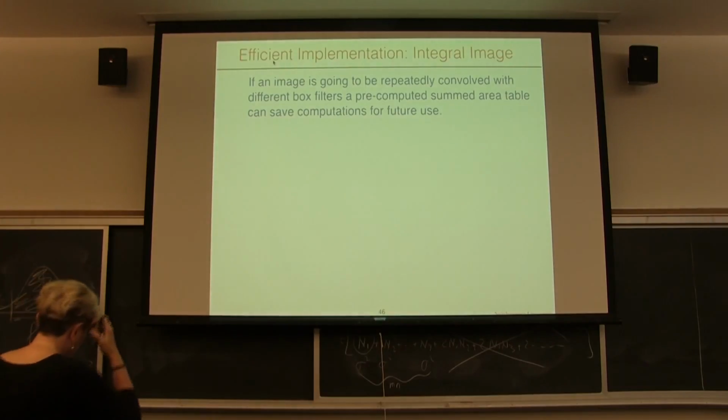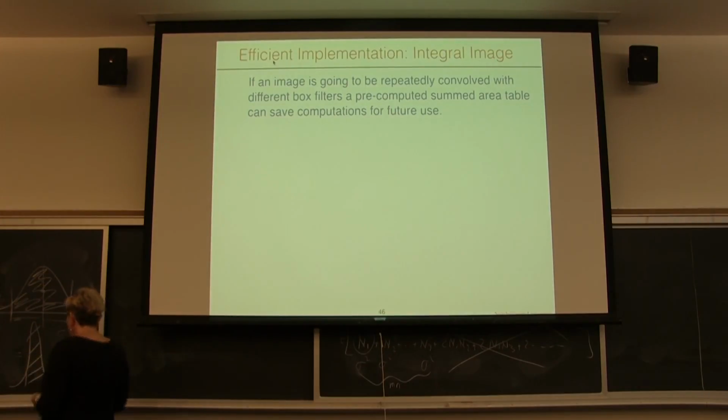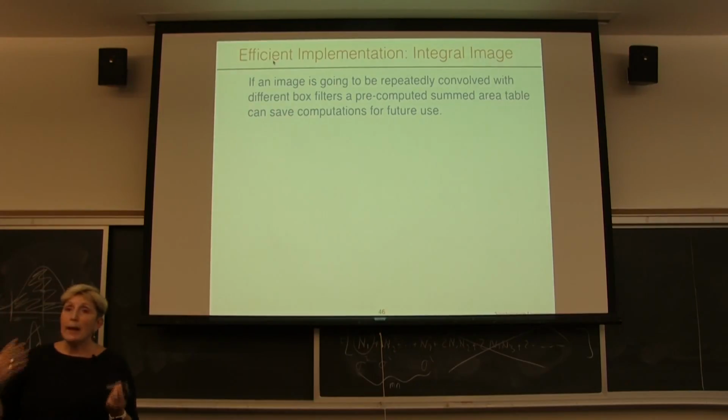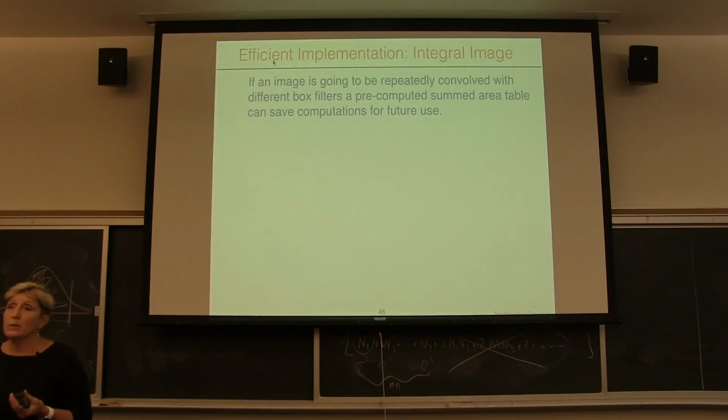All right. Now let me talk about something else. Again, for efficiency, in this case we have an image, perhaps a very large image, to which we're going to apply a lot of box filters, averaging filters, but of different sizes. I want to see what happens when I blur it with a 3x3, and what happens with 5x5 and 7x7 and so forth, because I'm looking at different scales. So the question is, can I do something to save computation?